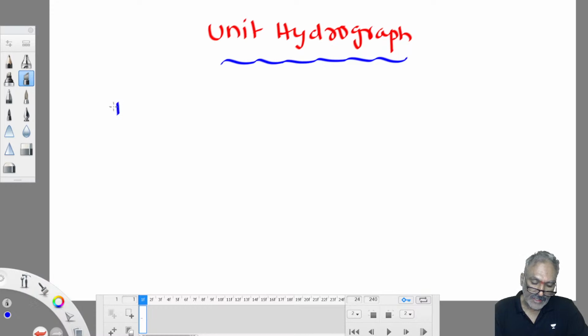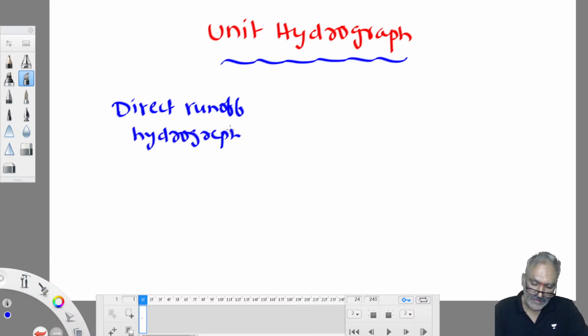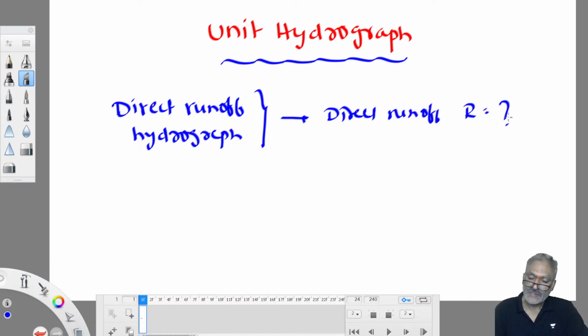Direct runoff hydrographs are used only for estimating direct runoff. Beyond that, they are of no use. So directly you can work out direct runoff or simply runoff. But the unit hydrograph concept has completely changed our thinking. Beyond runoff, we can work out floods well in advance. Flood forecasting we can carry out with the help of unit hydrographs.